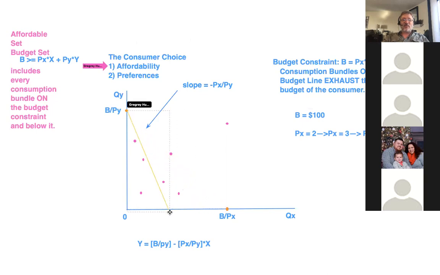So I'm just pointing out that this budget line, if I increase the price of X, would rotate inward. And if I lower the price of X, then the slope is going to get lower, not steeper, right? So it's going to get flatter. And if I change the price of Y, if I increase Y, then it's going to get flatter that way. And if I decrease Y, then it's going to go up, right? And it's going to change our affordable set.